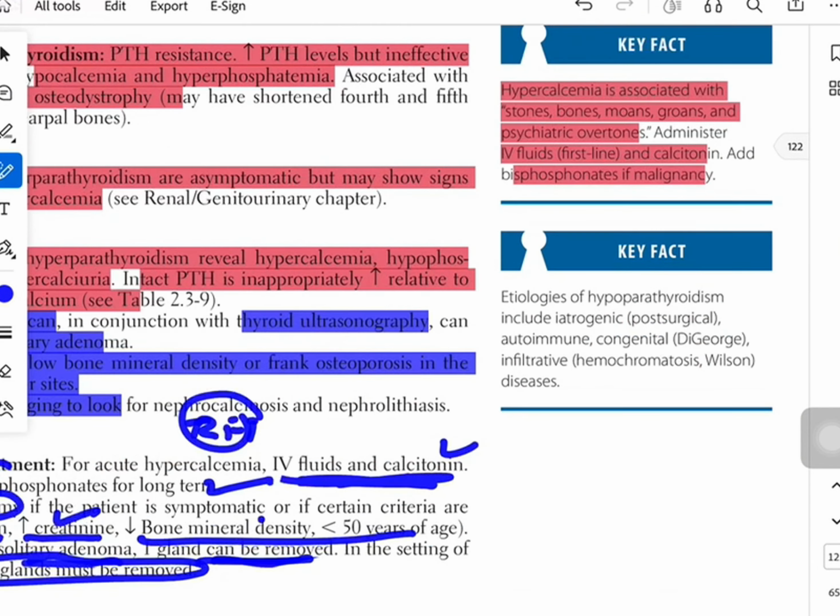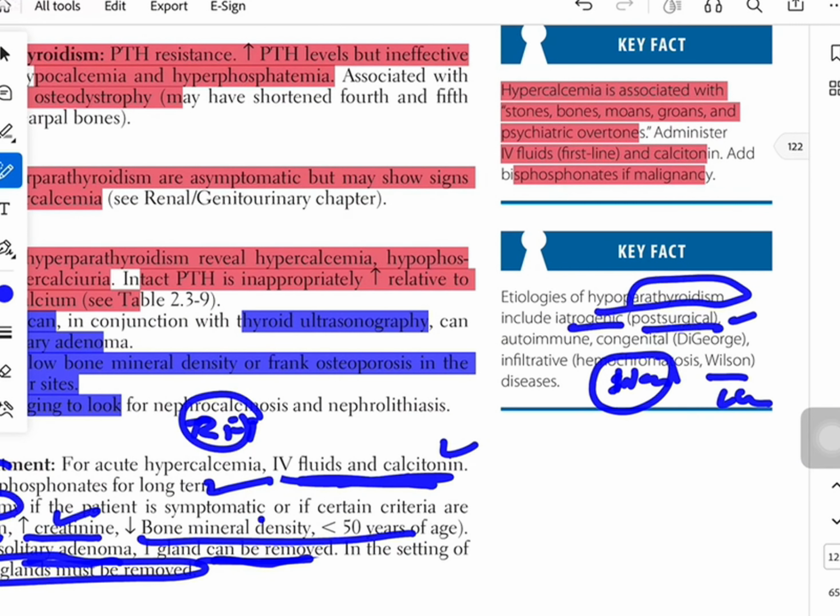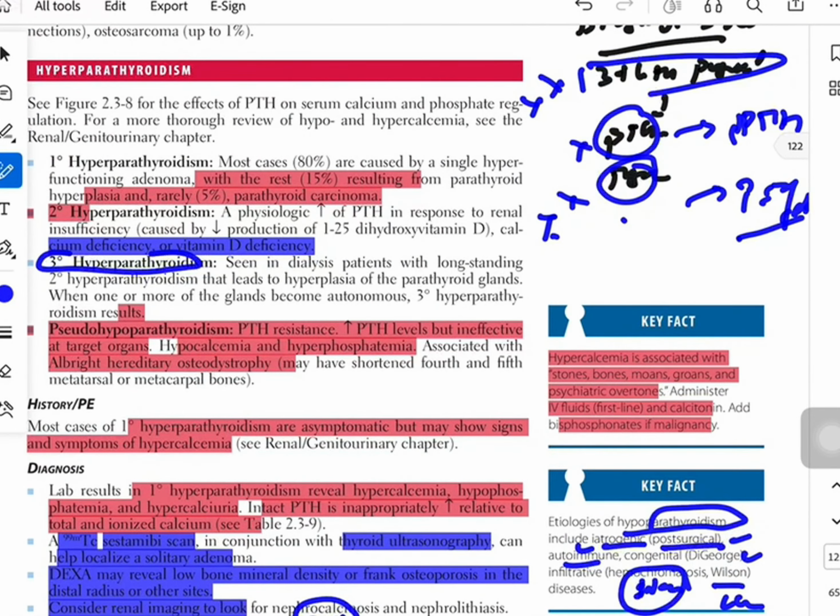Okay guys, there are some infiltrative problems which basically damage your parathyroid gland, and these are hemochromatosis and Wilson disease. In hemochromatosis, iron basically damages the parathyroid gland. In Wilson disease, copper basically damages it. Okay, post-surgical hypoparathyroidism is also included. Iatrogenic means post-surgical. Okay, number one. Autoimmune, congenital, DiGeorge syndrome, and infiltrative hemochromatosis and Wilson disease. So these are the causes of hypoparathyroidism, and we will discuss each and everything in full detail.